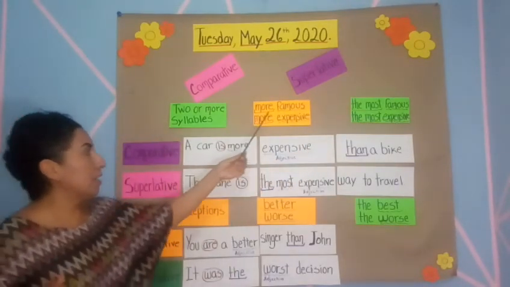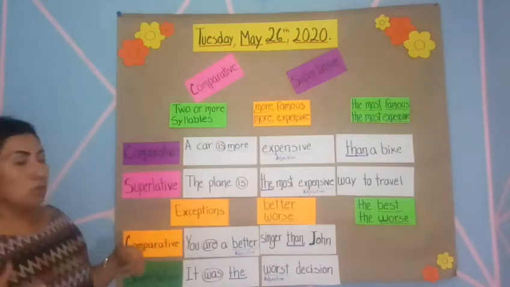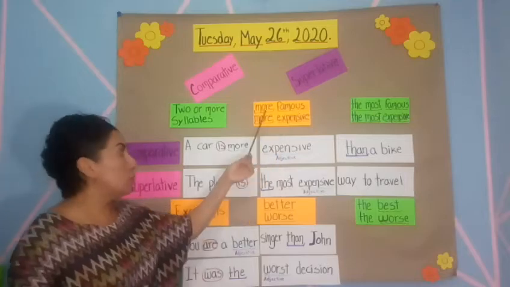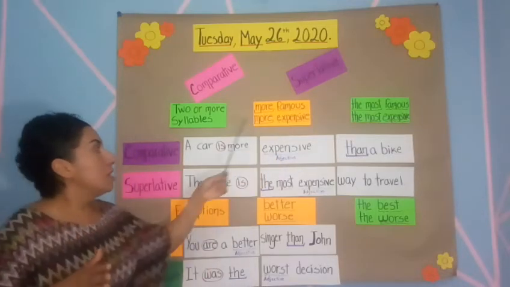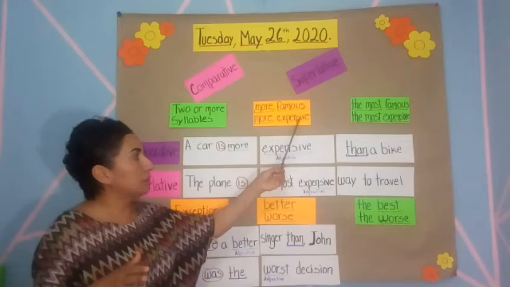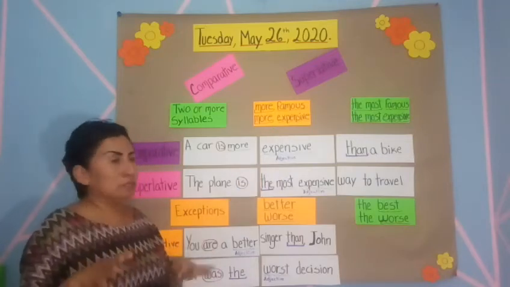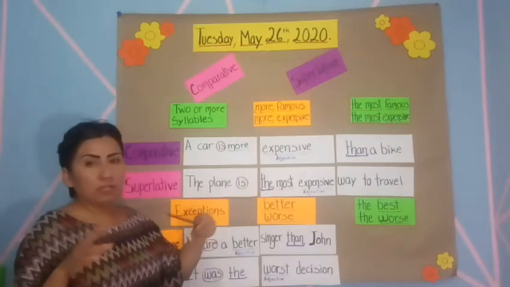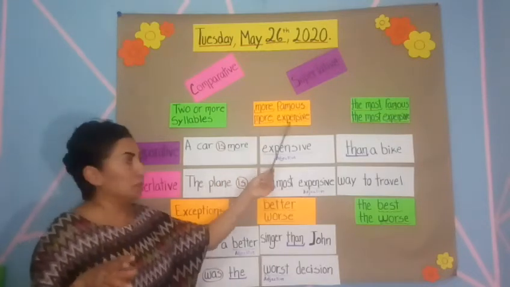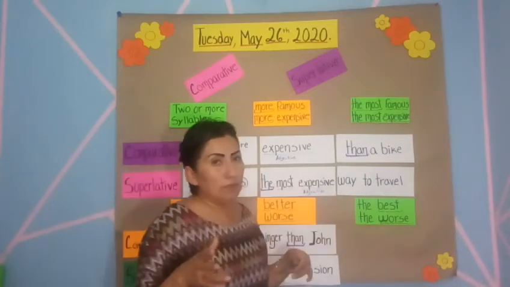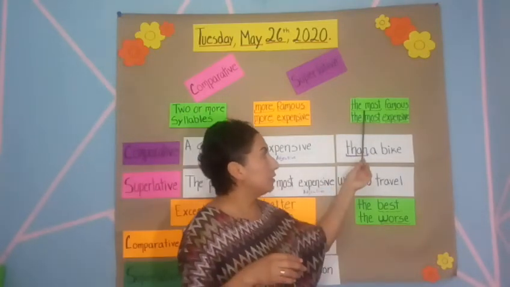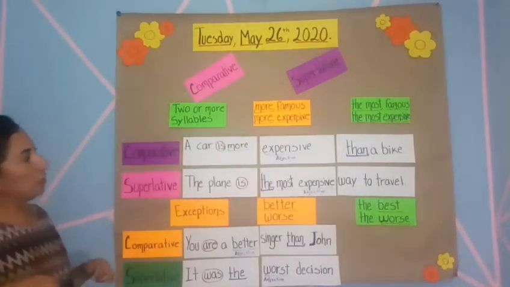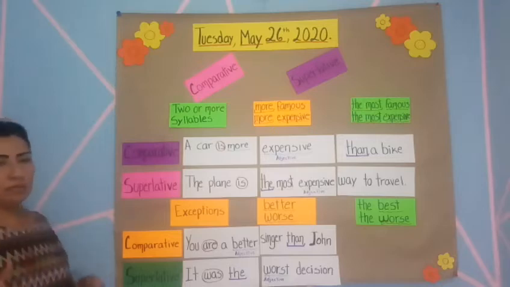In first place, we have an adjective that has two or more syllables, that in this case is famous. We use "more" before the adjective. And we have expensive. In this case, expensive has three syllables. We use "more" before the adjective. More famous and more expensive. Now, when I am talking about superlative form, we use the most famous and the most expensive. This is when we're talking about two or more syllables in the adjective.